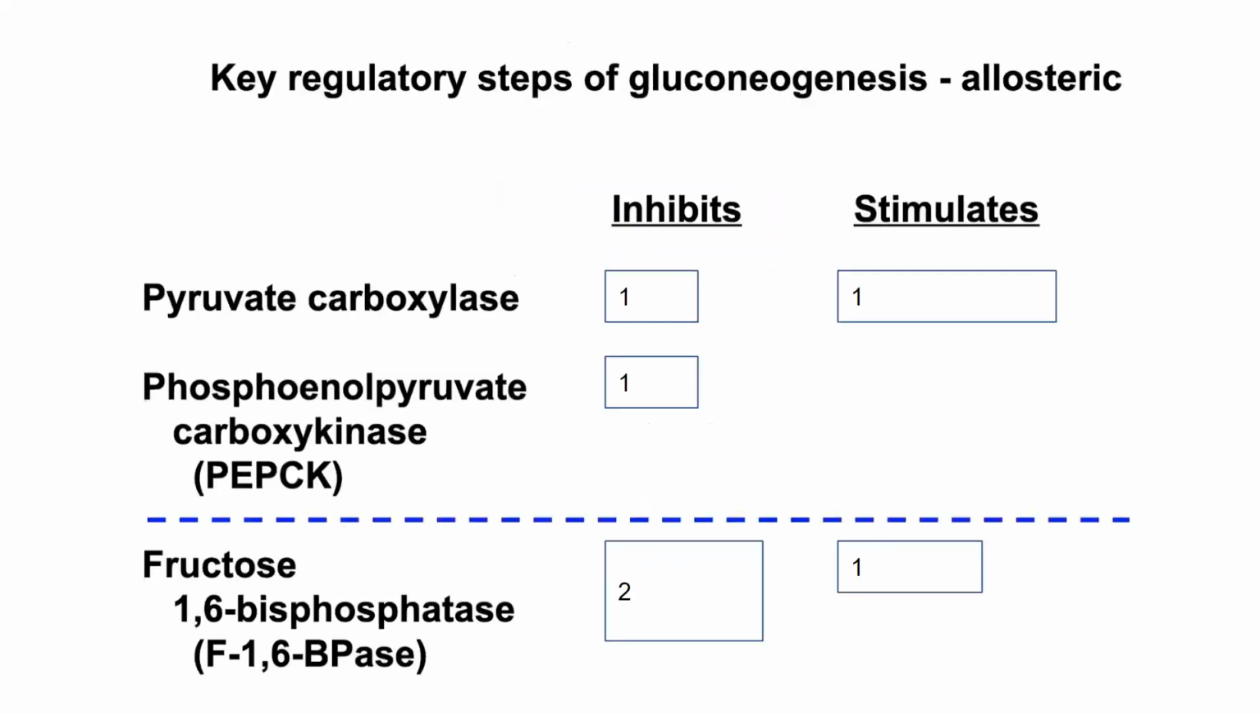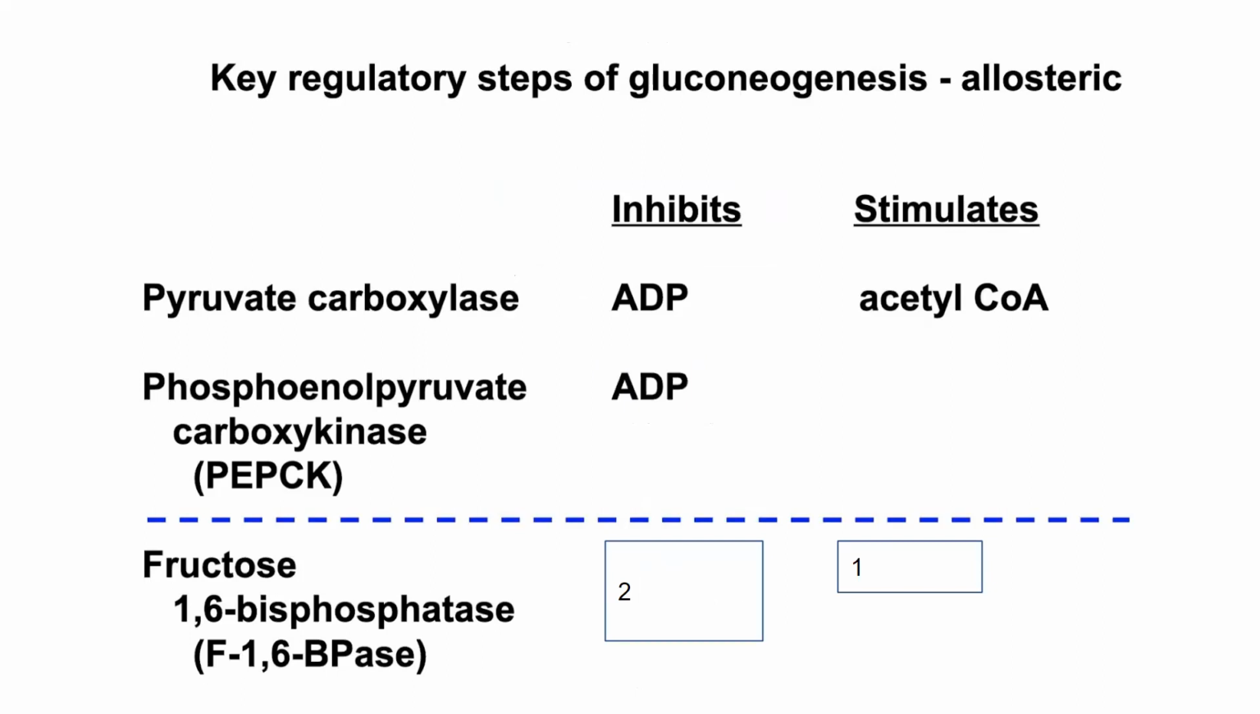So what inhibits pyruvate carboxylase? ADP, very good. What stimulates pyruvate carboxylase? Think about where it is in the pathway. Acetyl-CoA, very good. That's a reactant, so it should make sense, or it's close to a reactant. And then PEPCK only has an inhibitor. What inhibits that? ADP, very good. Same as pyruvate carboxylase.